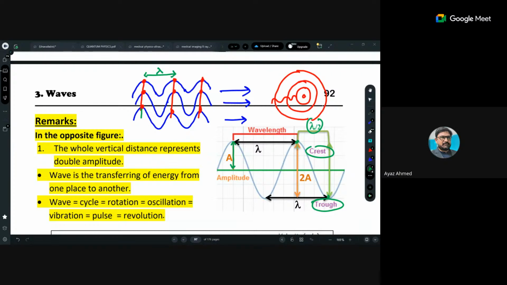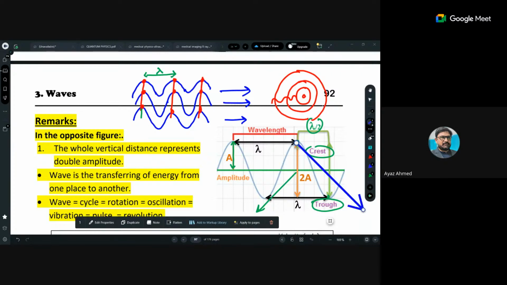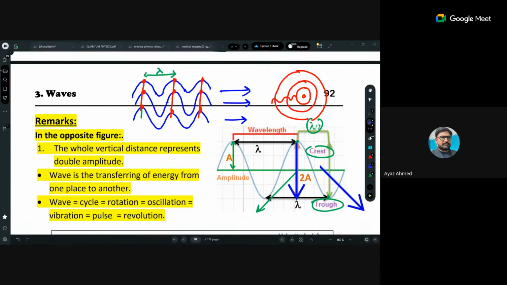Got it? Yes, sir. And peak to peak distance, this orange color line, is the distance of one peak to the other peak. This is actually double the amplitude, twice the amplitude: half amplitude above and half of the amplitude below. Right? Is it clear to you?